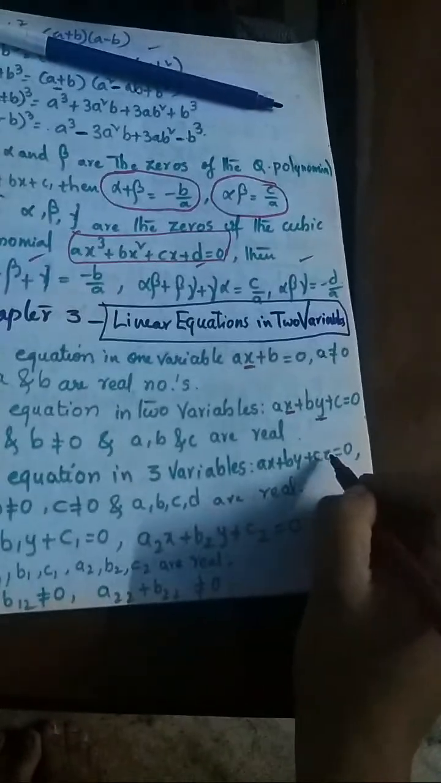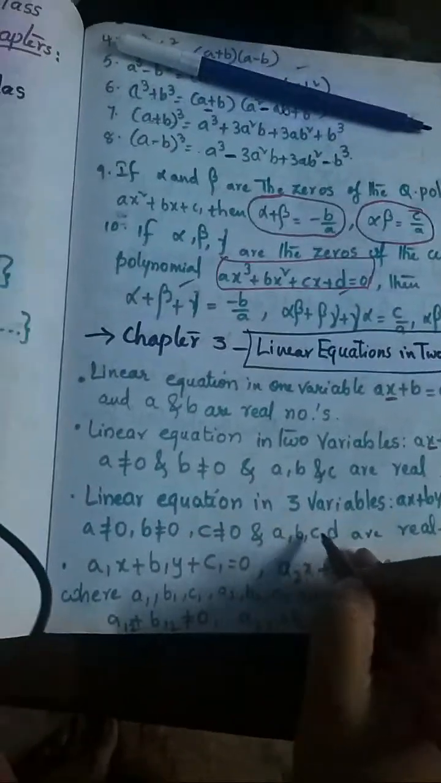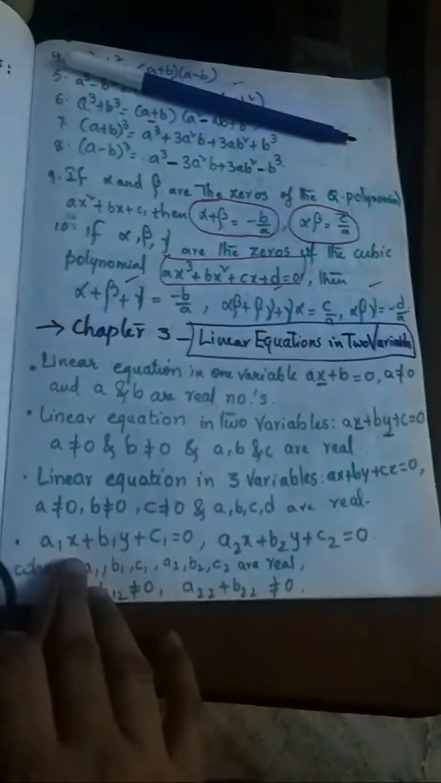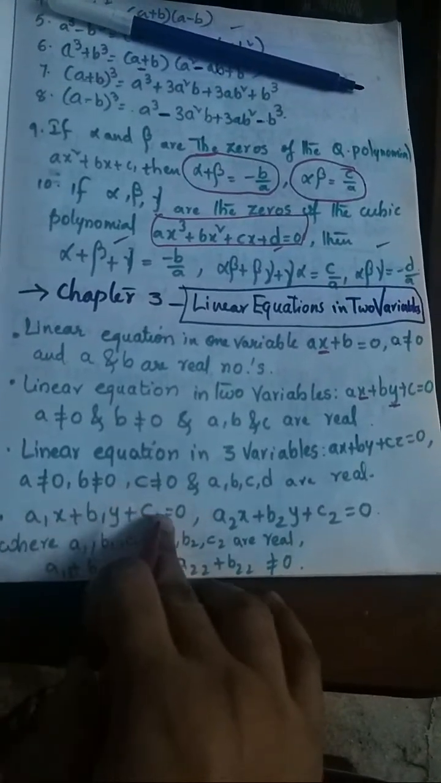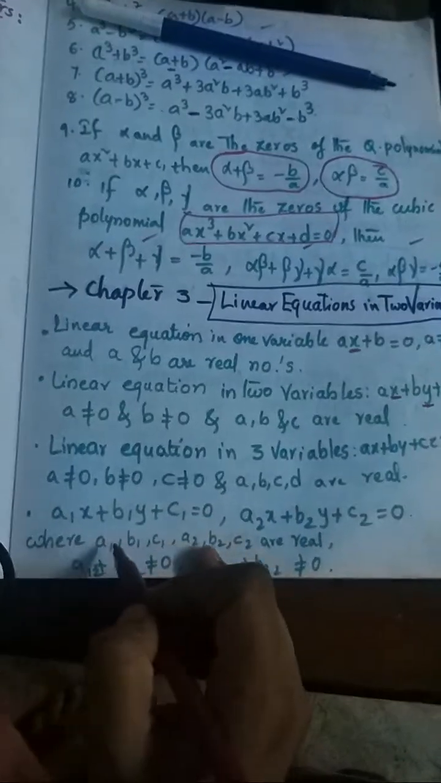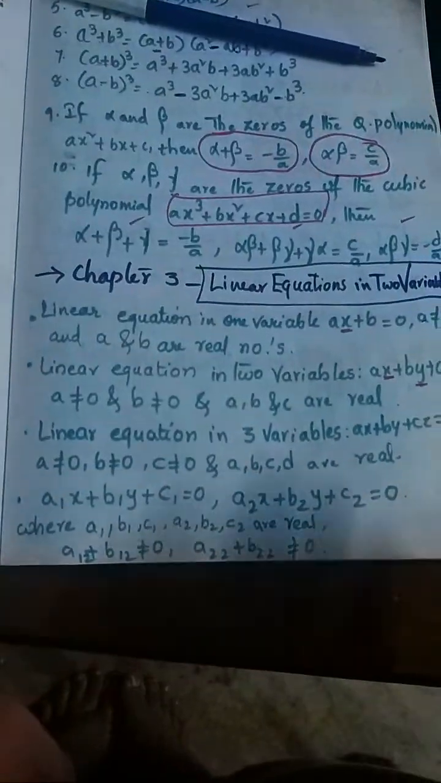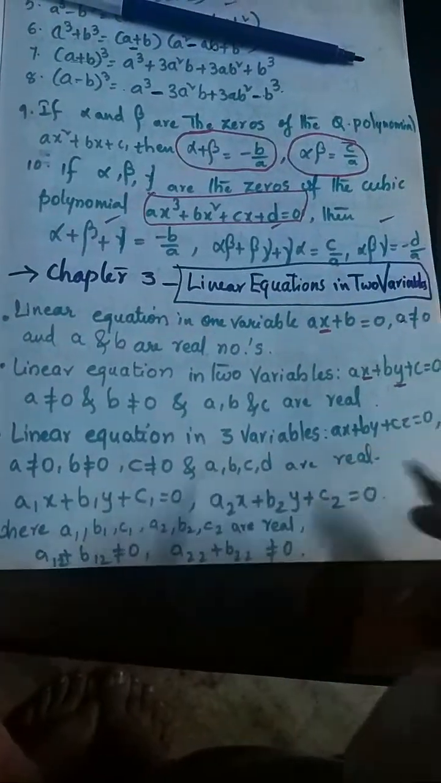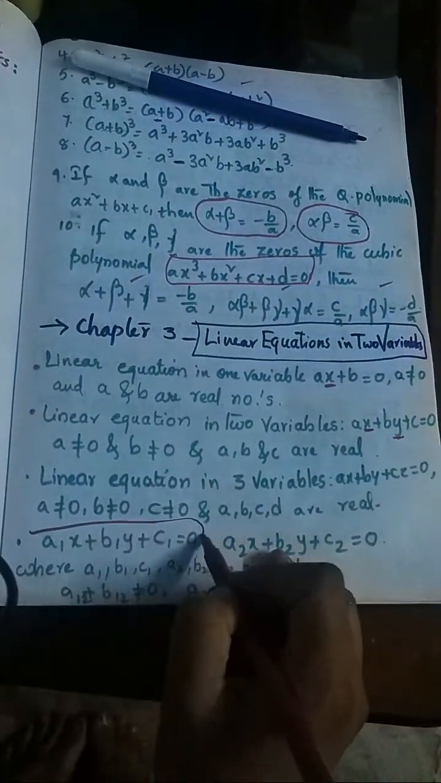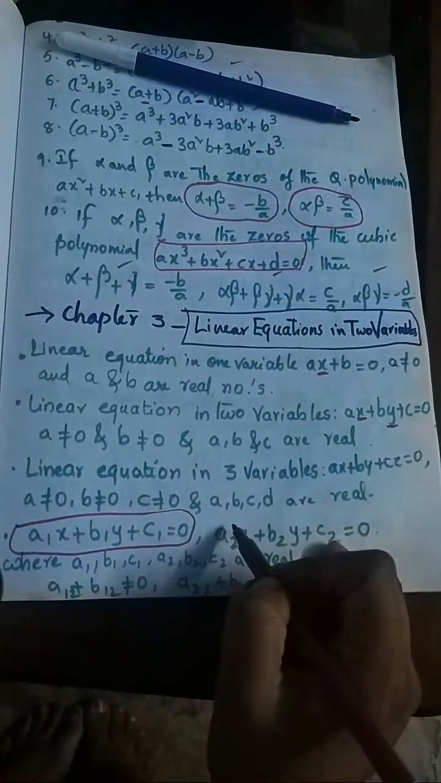So a linear equation in three variables means ax plus by plus cz plus d equals 0, where a, b, c, d are real. Then what do we have? a1x plus b1y plus c1 equal to 0, a2x plus b2y plus c2 equal to 0. These are the formulas of linear equations, where a1, a2, b1, b2, c1, c2 are real, and a1 square plus b1 square is not equal to 0. So these are the linear equations in two variables.